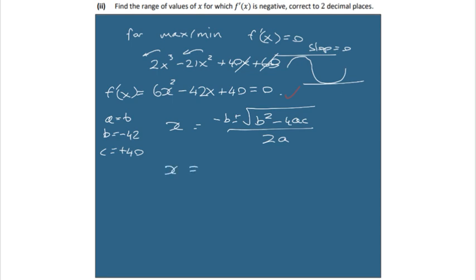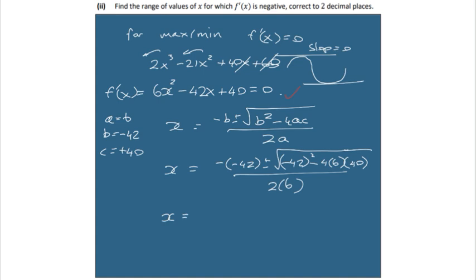So we're going to get x is equal to minus minus 42 plus or minus the square root of minus 42 squared minus 4 by 6 by 40 over 2 by 6, and we'll get a result then of 5.86 for the plus, and also we'll get 1.14 for the negative.